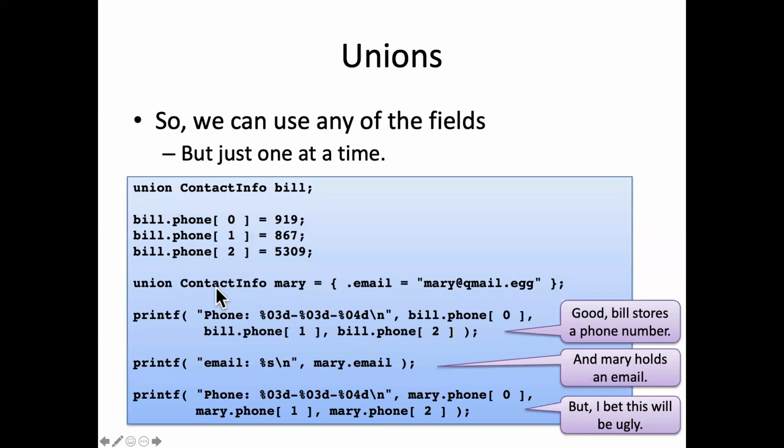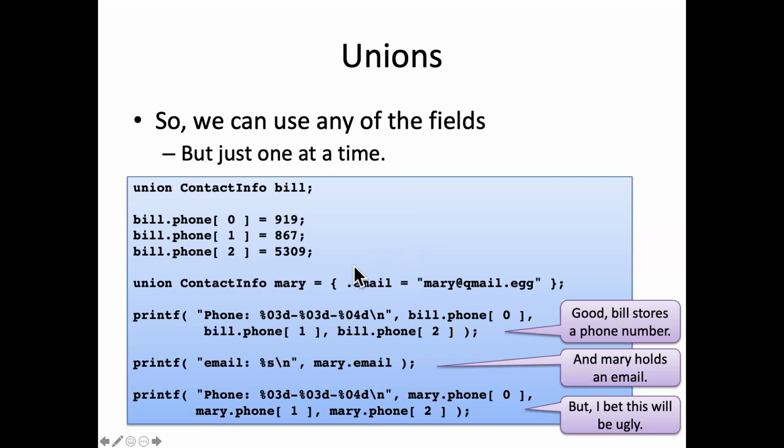And then I made another instance of this union called Mary. But for Mary, I used the email address field. And you can see unions permit the same initialization syntax as a struct, but since you can only use one of the fields in a union, here I had to pick which of those 3 fields I wanted to fill in for Mary. So for her, I used her email address.